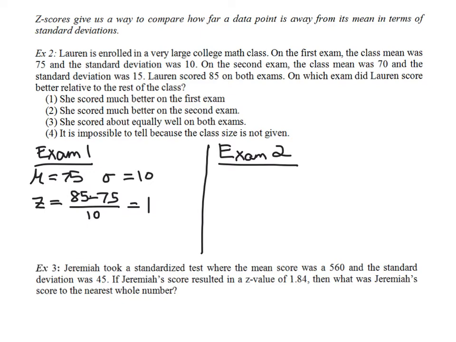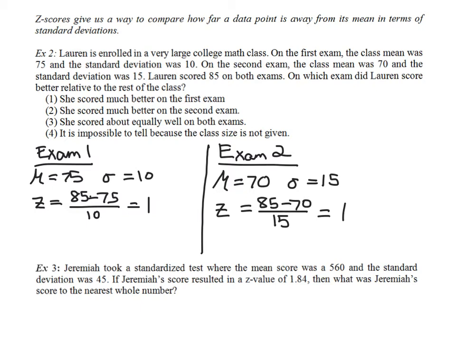Now let's look at exam number 2. For exam 2, we know that the class mean was 70. Maybe that was a harder test. And we know that the standard deviation was equal to 15. Lauren still got a score of 85, so let's calculate her z-score for this test by saying 85 minus 70 divided by 15. Well, when I do the calculation, I see that her z-score is still equal to 1.